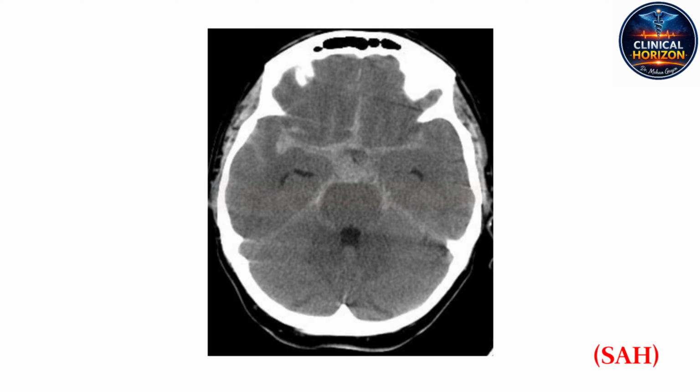Because of the complex anatomy of the suprasellar and ambient cisterns, the blood traces a highly specific, jagged, bright white pattern at the center of the scan. That is the universally recognized star sign. It's the radiological signature of an acute subarachnoid hemorrhage. An SAH. Yes, the blood is freely circulating within the subarachnoid space, mixing directly with the cerebrospinal fluid.